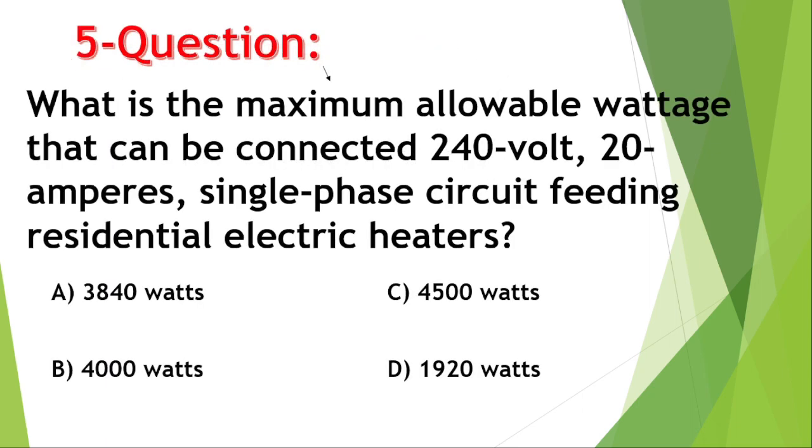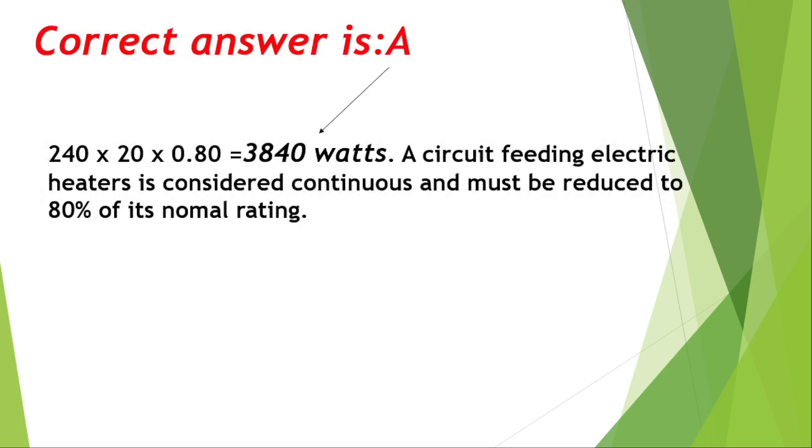Question number 5. What is the maximum allowable wattage that can be connected to a 240 volt 20 ampere single phase circuit feeding residential electric heaters? A. 3,840 watts. B. 4,000 watts. C. 4,500 watts. D. 1,920 watts. Correct answer is A. Please see the reference.